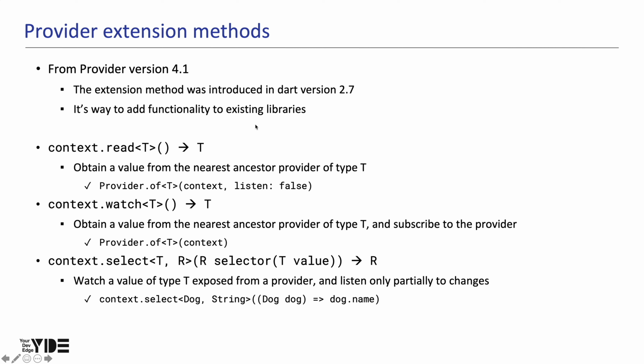Provider includes methods that extend the build context. Build context is an object that holds a reference to the widget's position in the widget tree. You can use this to look at the upper part of the widget tree. This is why it is possible to find the type T widget in the widget tree via Provider.of<T>(context).